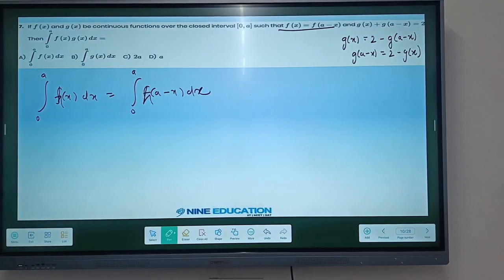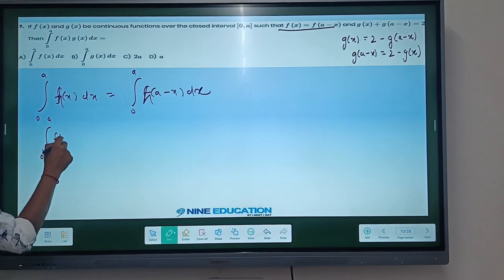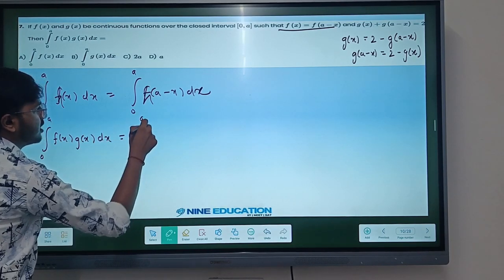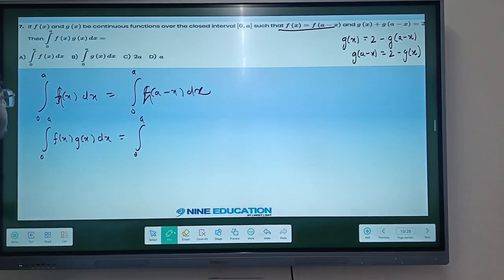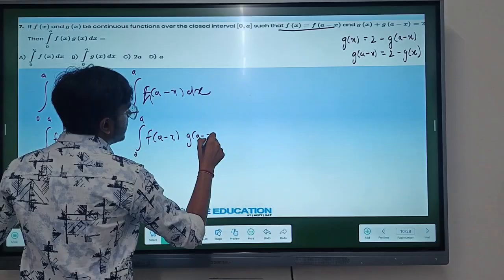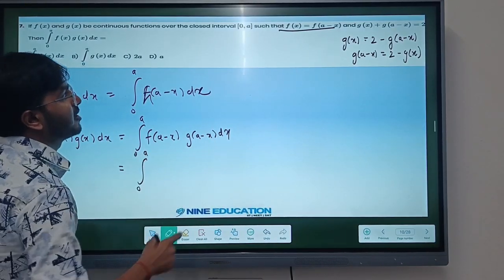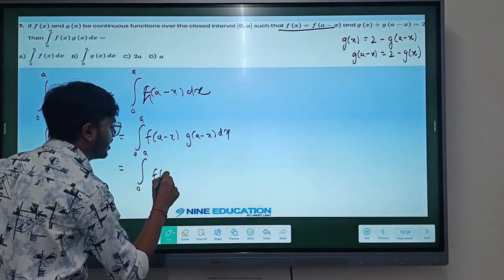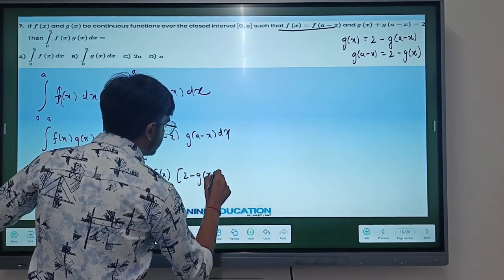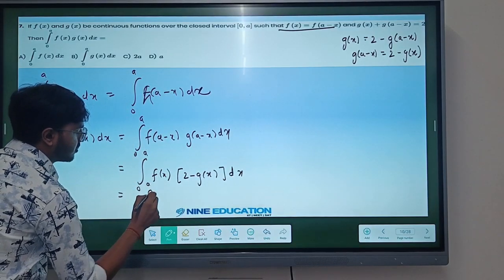So if you apply this property, what will we get here? We have the integral from 0 to a of f(x) into g(x) dx. If I apply this property, instead of x, I can substitute a minus x. So I'll get f(a minus x) into g(a minus x) dx, from 0 to a. What is f(a minus x)? Same as f(x). g(a minus x) is 2 minus g(x), so 2 minus g(x) into dx.